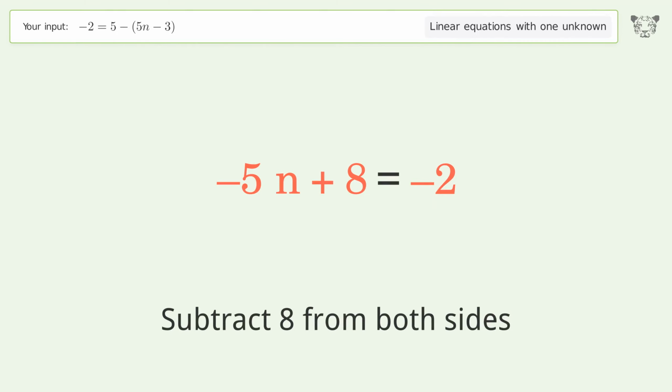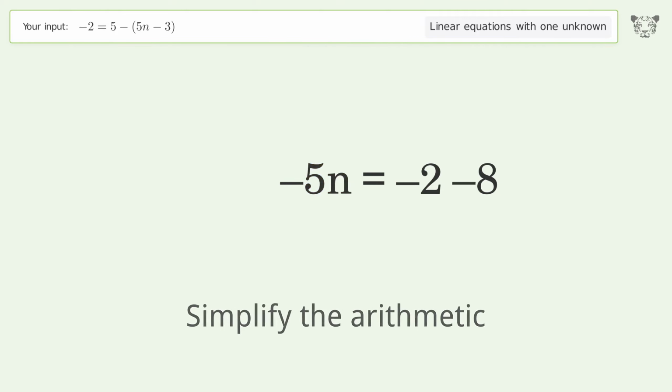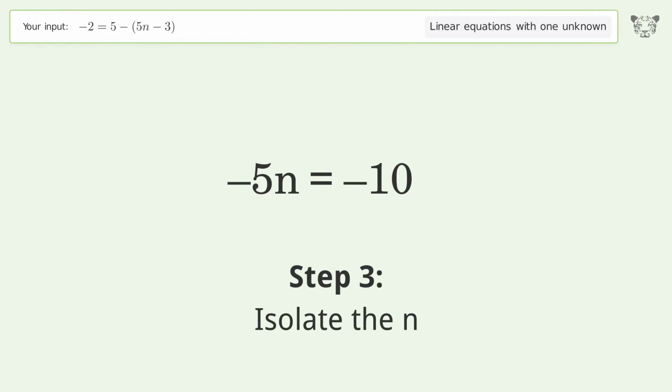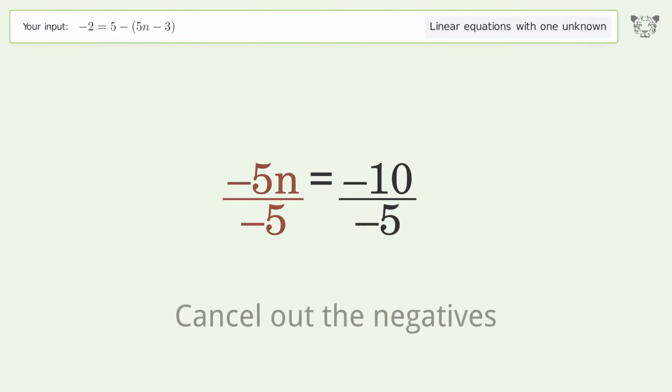Subtract 8 from both sides. Simplify the arithmetic. Isolate the n. Divide both sides by -5. Cancel out the negatives.